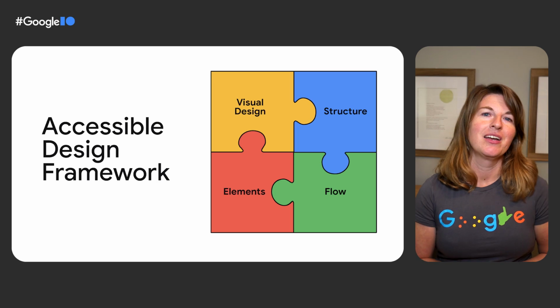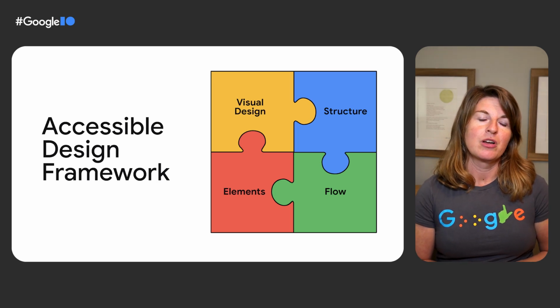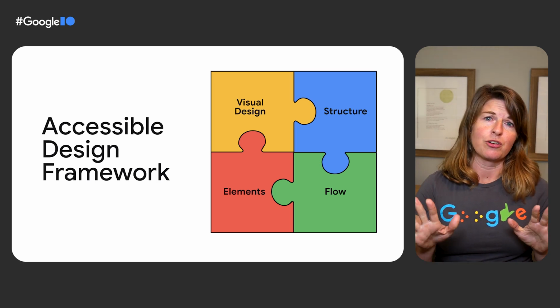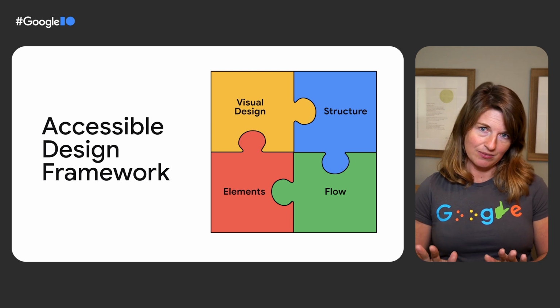And I will let you know ahead of time that this content is all up on Material.io, so you don't have to worry too much about getting all the details down. What we're really doing is going over an overview, a big picture view. So this big picture, the accessible design framework. Here we have visual design, structure, flow, and elements.